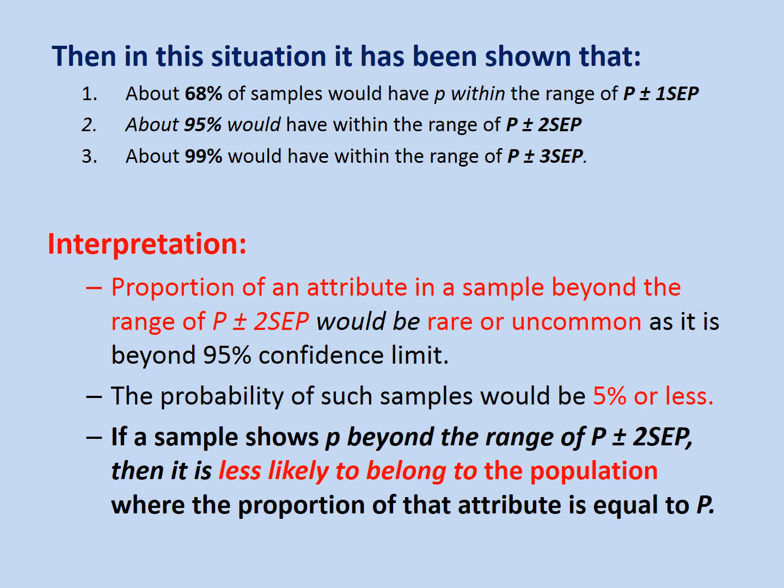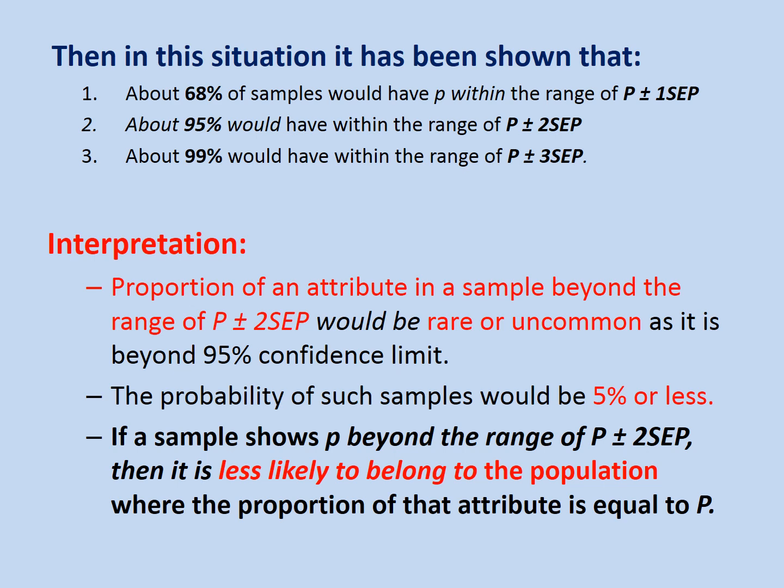So what will be the interpretation? Usually we take the 95% confidence limit, which means the proportion of an attribute in a sample beyond the range of capital P, the population proportion, plus or minus 2 standard errors of proportion, would be rare or uncommon.